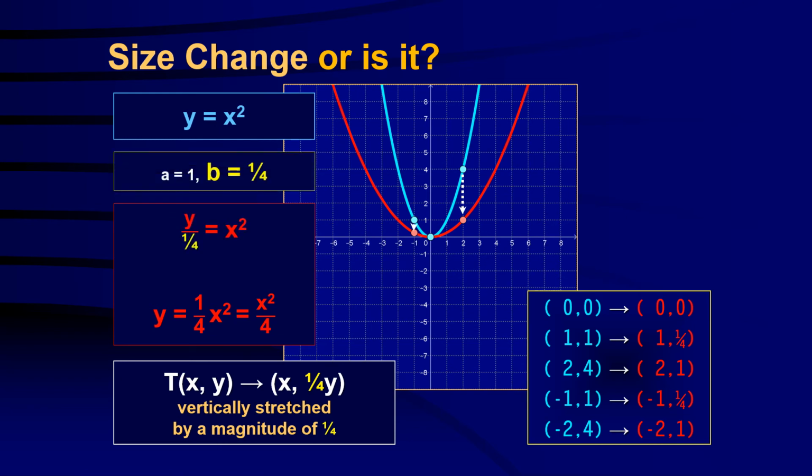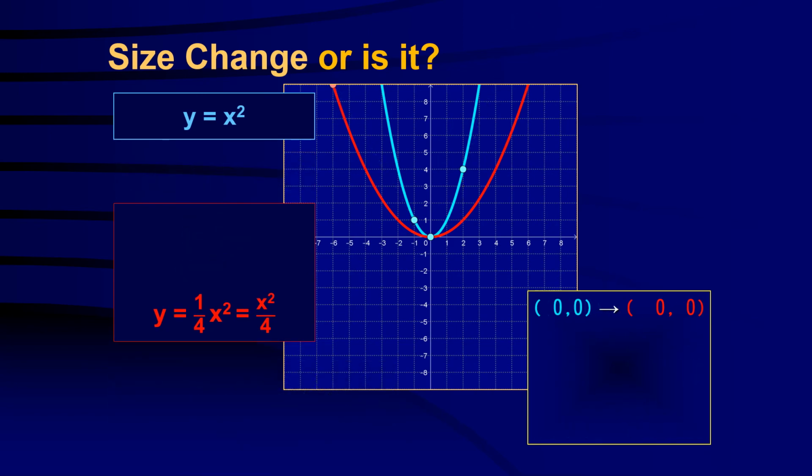Since b would equal 1/4, y divided by b means we'll go y divided by 1/4. But when you divide by a fraction, you would multiply by the denominator's reciprocal. So I could rewrite the left side as 4y equals x squared, and then when I divide both sides by 4, I come back to the image y equals 1/4 x squared.